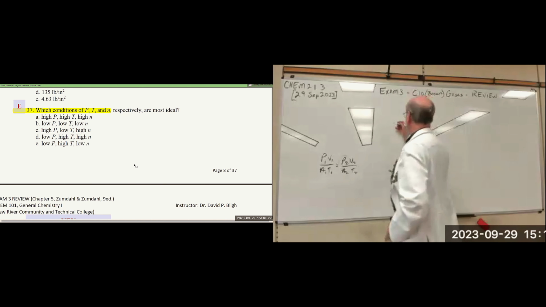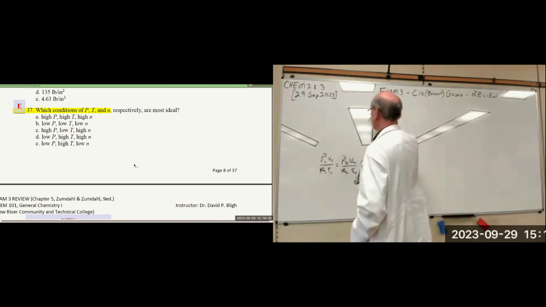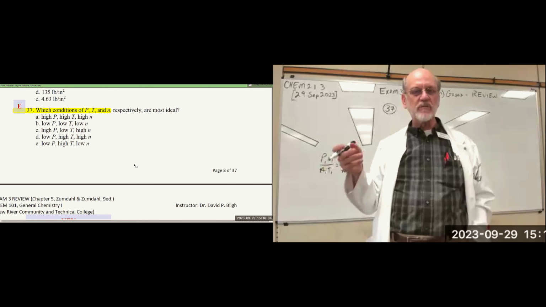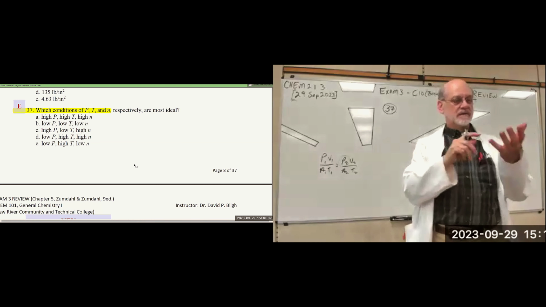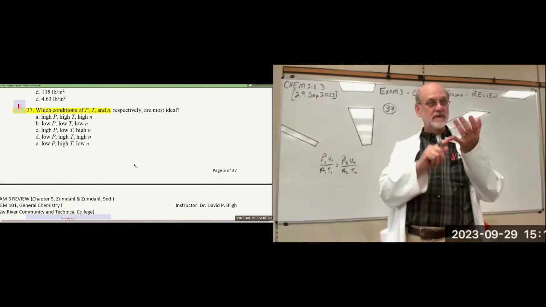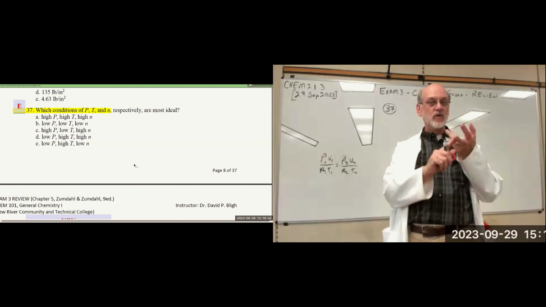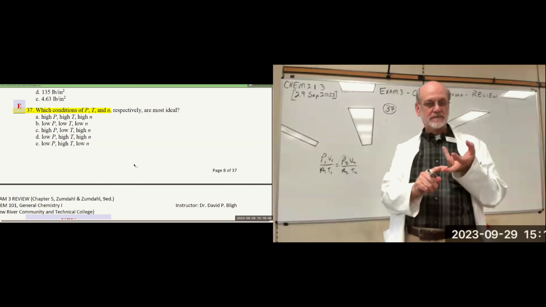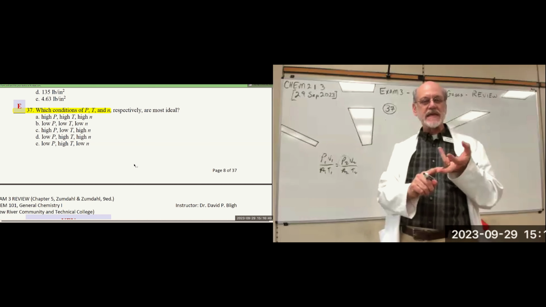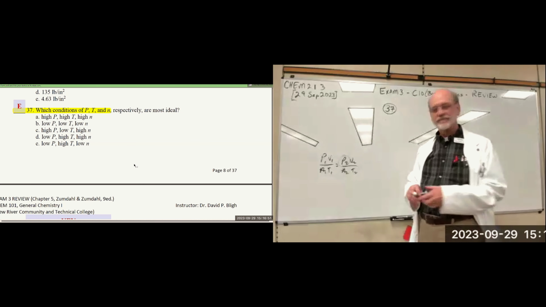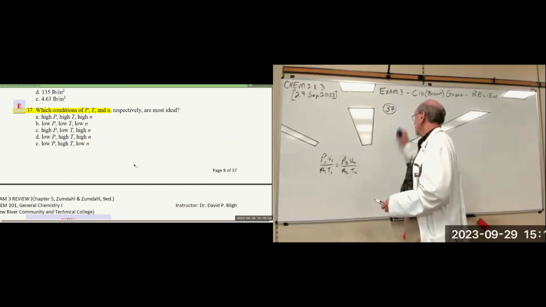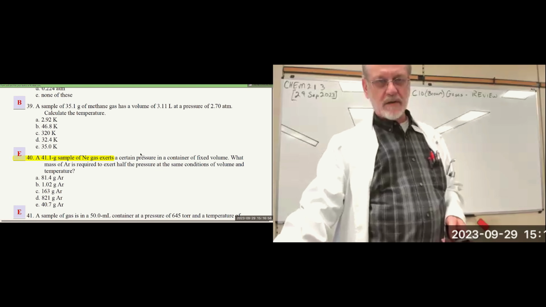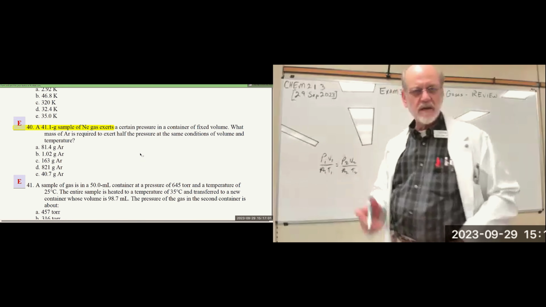37. This is just memory. Which conditions of pressure, temperature, and moles, respectively, are most ideal? Low pressure, high temperature, and low moles. All right, so it's low, high, low. E. Yeah. E would be best. Okay. 40.